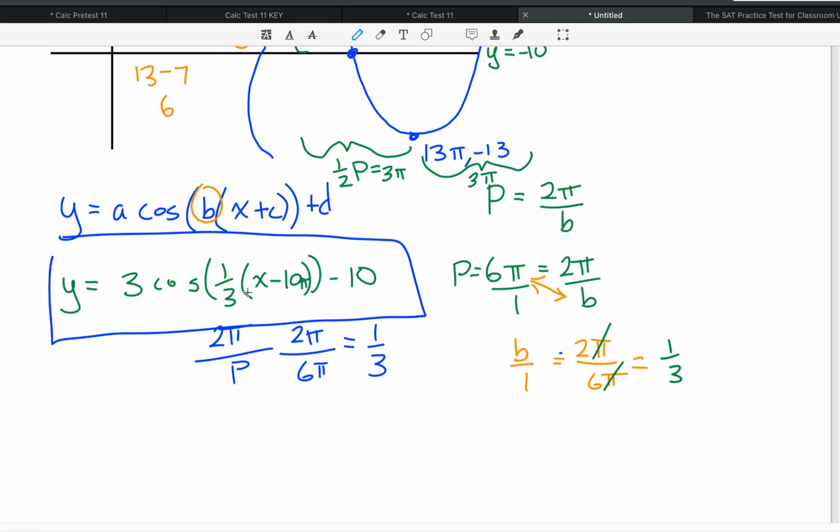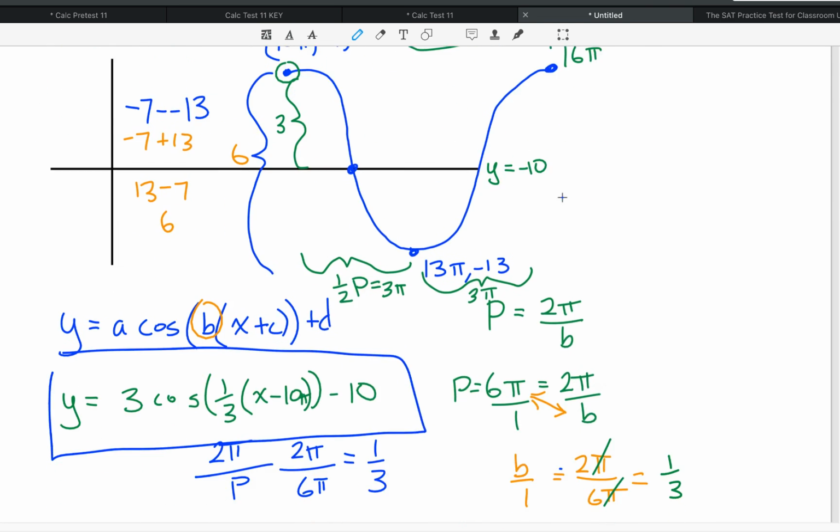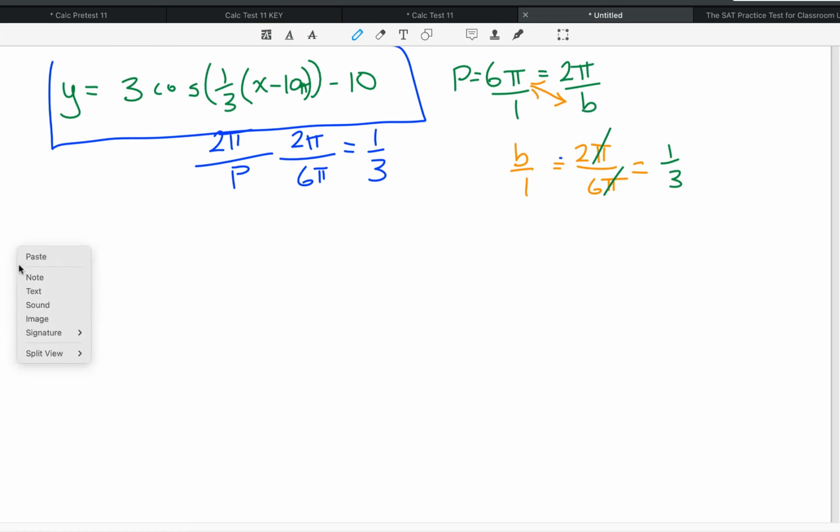There it is, 3 cosine 1/3, quantity of x minus, I know that's 10 pi, it's kind of hard to see, minus 10. We're not done though. That was problem number 9, and there was problem number 10, which is just a bunch of really tiny problems. So 10, I told you to evaluate for the following problems. So what was the first problem?